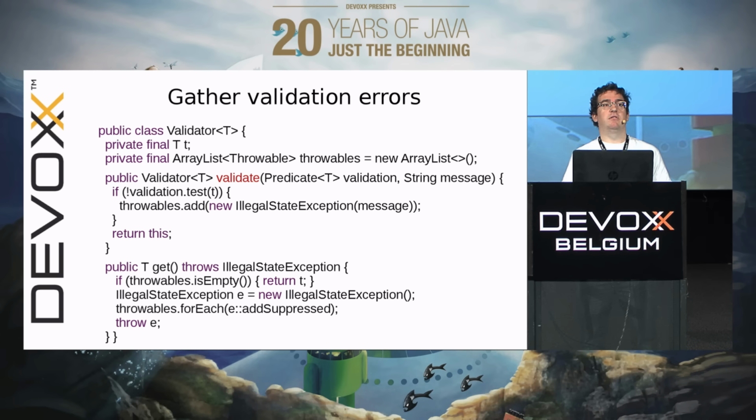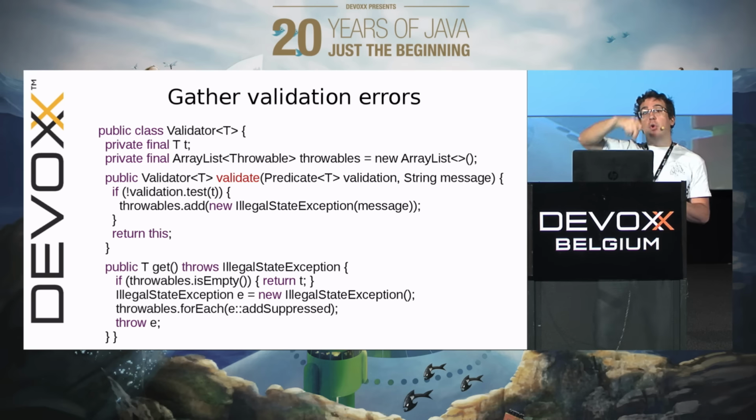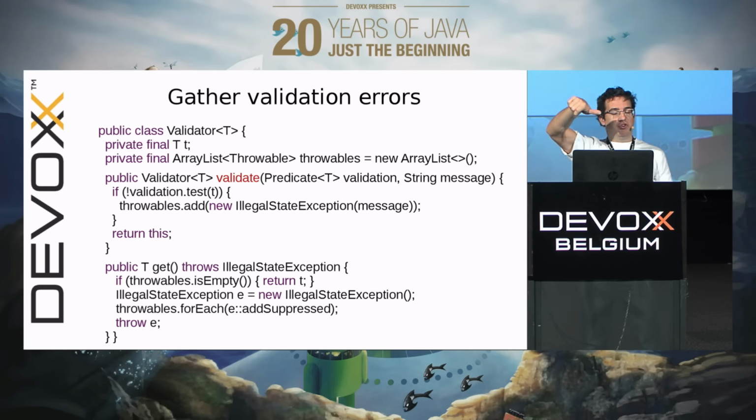Yes, please say yes. No, you don't use the try parentheses, the try with resources. The problem is sometimes you have an exception which is raised because of another exception. In that case, you can use the cause, which is a way to tunnel an exception in an exception.